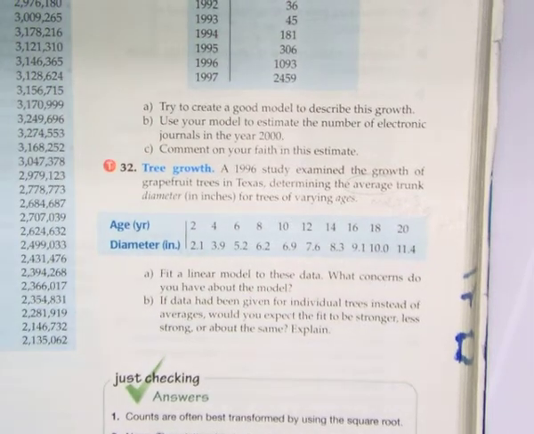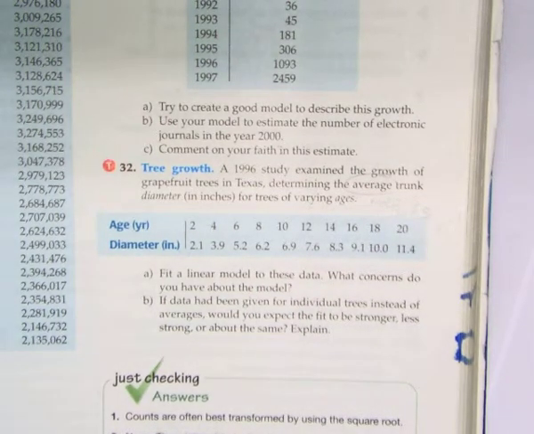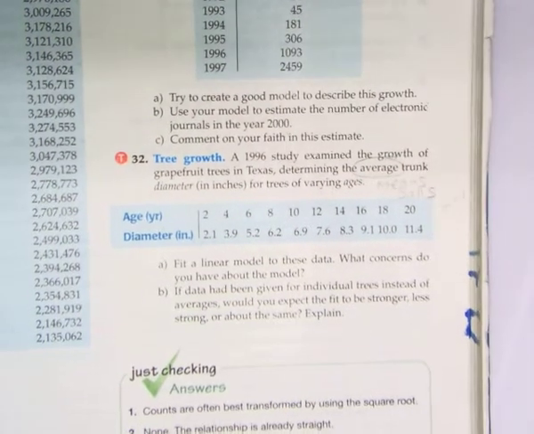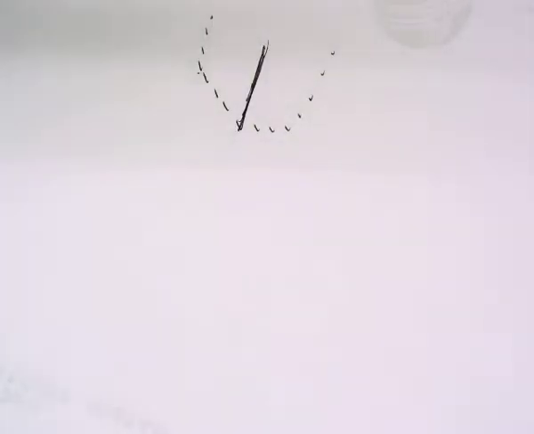Alright, so we got tree growth. A 1996 study examined the growth of grapefruit trees in Texas, determining the average trunk diameter for trees of varying ages. Okay? So we have to fit a linear model to this data. Then what concerns do we have about this model?